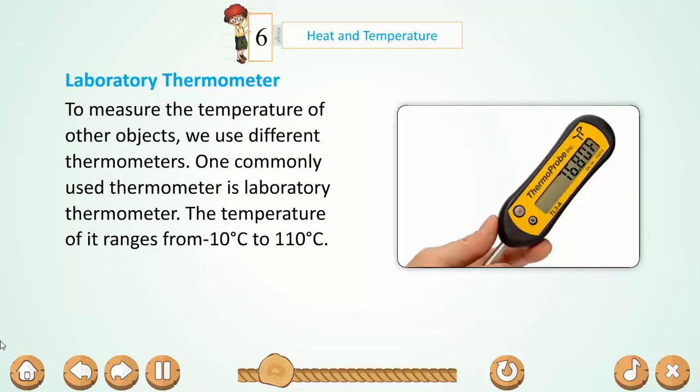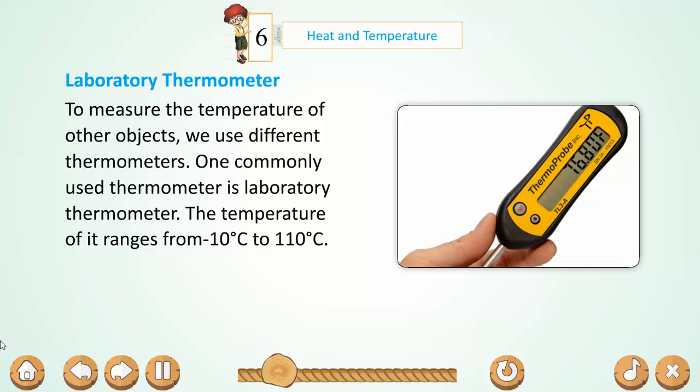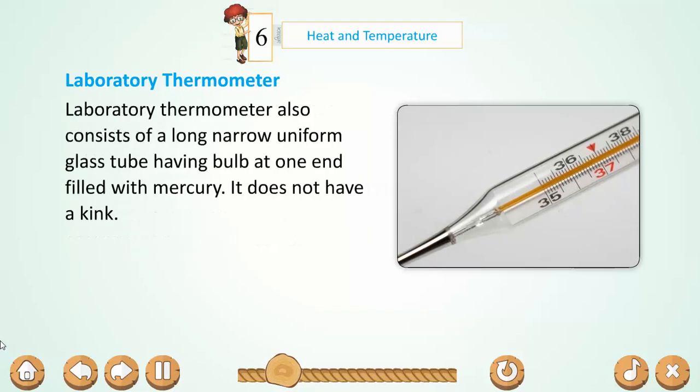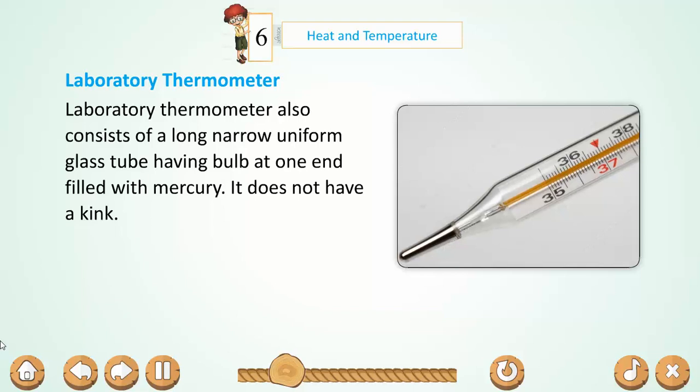To measure the temperature of other objects, we use different thermometers. One commonly used thermometer is the laboratory thermometer. Its range is from minus 10 degrees Celsius to 110 degrees Celsius. A laboratory thermometer also consists of a long, narrow, uniform glass tube having a bulb at one end filled with mercury. It does not have a kink.